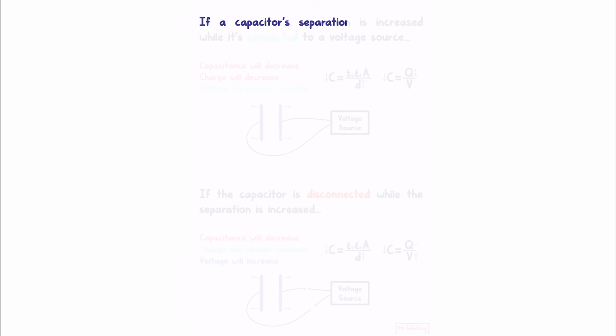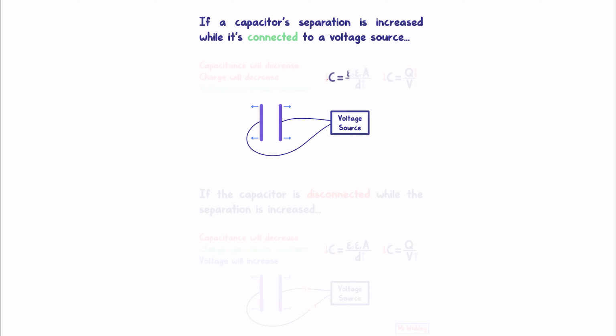If a capacitor's separation is increased while it's connected to a voltage source, recalling that our capacitance is this equation here, if we increase our d, you can see that our capacitance C decreases. And now recalling that capacitance is charge over voltage, because we're still connected to the voltage source, our voltage remains constant, so that if our capacitance has decreased, then so too must our charge.